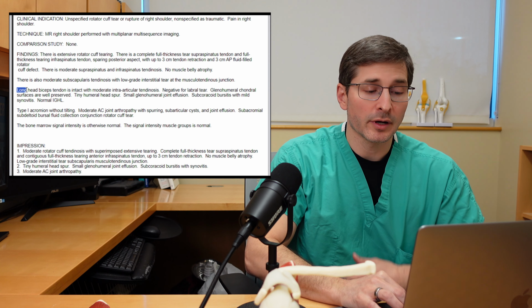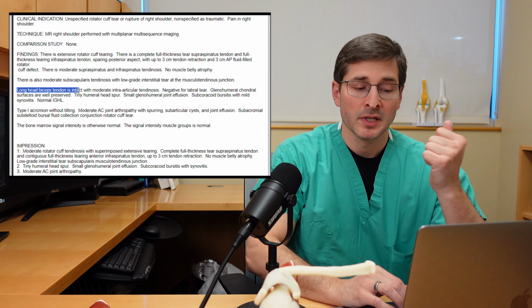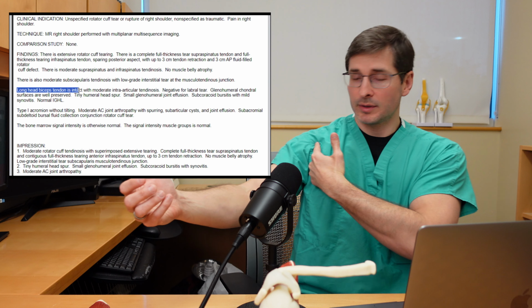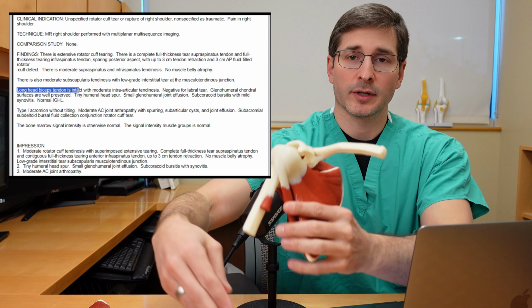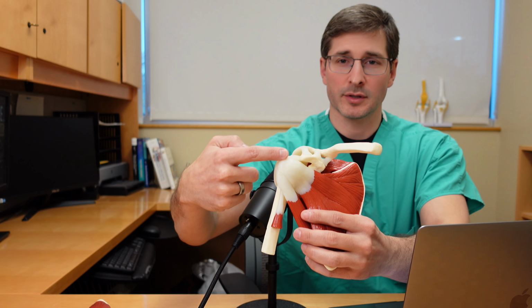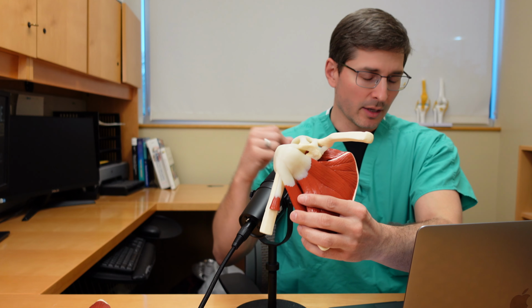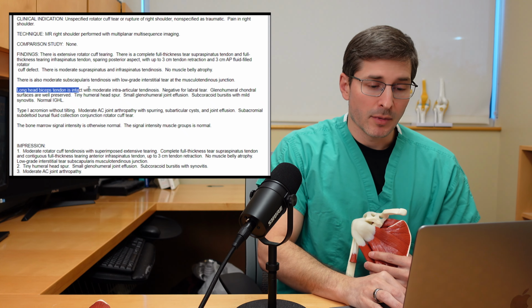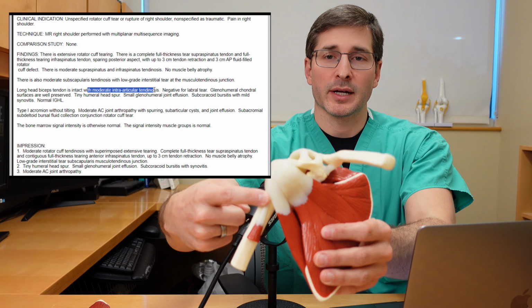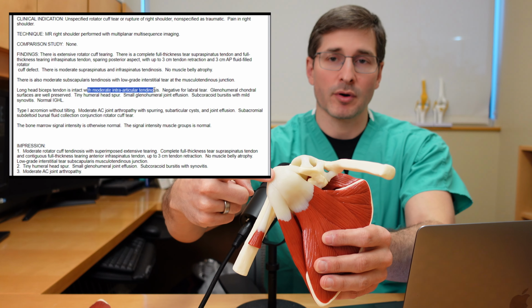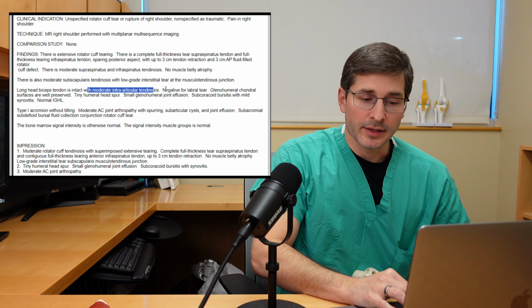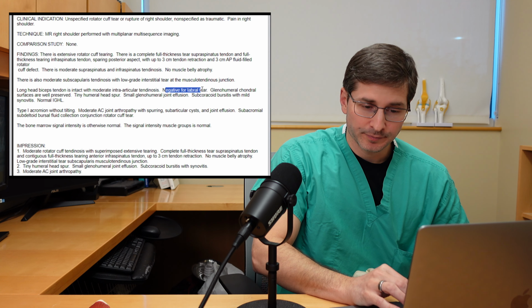Next paragraph here, the long head of the biceps tendon is intact. Again, remember the biceps tendon is here in the arm, and it runs up into the shoulder. So if we look at it like this again, our biceps starts down in the arm and then runs up into the shoulder joint. They state that there's moderate intra-articular tendinosis. So the intra-articular part of the biceps is the inside the joint part of the biceps, not the outside part of the joint. They say that there's no labral tear.